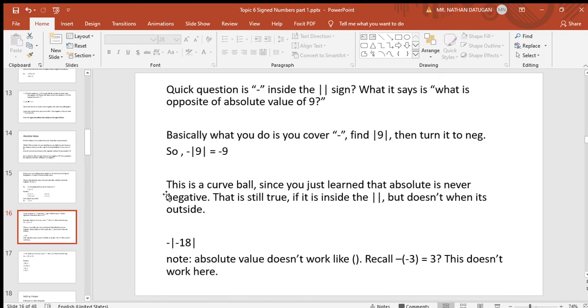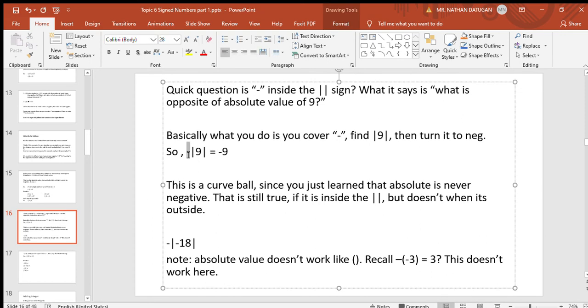So again, cover this one and think, what's the absolute value of 9? Well, 9. What's the opposite of the value of that? Well, it's negative. Think kind of like that. Or basically, this thing turns whatever you get here into a negative. So this will give you 9, and this negative sign will turn that to a -9.